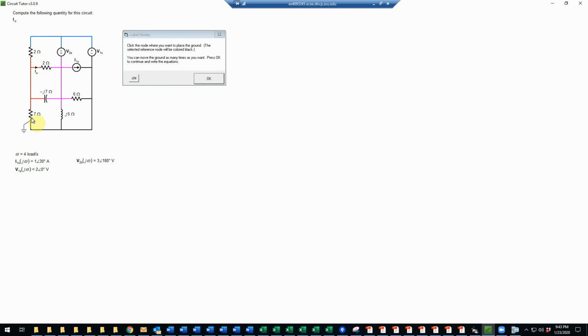So for example, the black node has 1, 2, 3, 4, 5. We also want to connect to voltage sources where possible, and it does connect to one voltage source. The magenta color node also connects to 5 elements and one voltage source, so that's also a good choice. The others would probably not be as good since they don't have as many connections. So let's just use the black node here, and then we'll click OK.